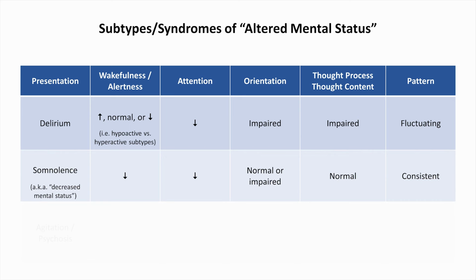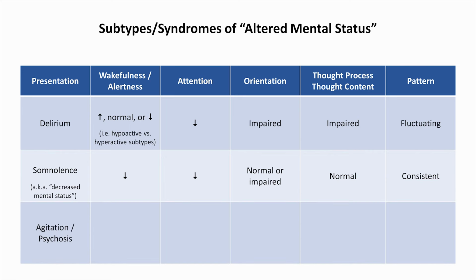The last subtype is one of agitation and psychosis, keeping in mind that these two terms are not synonyms, but they have enough shared features to consider them one relatively broad syndrome. In this case, wakefulness and alertness are always increased, what is referred to as hyperarousal. There is also increased psychomotor activity, such as pacing around the room or ward, and speaking more quickly than normal. Attention is usually reduced. Orientation, thought process, and thought content can all be either normal or impaired.